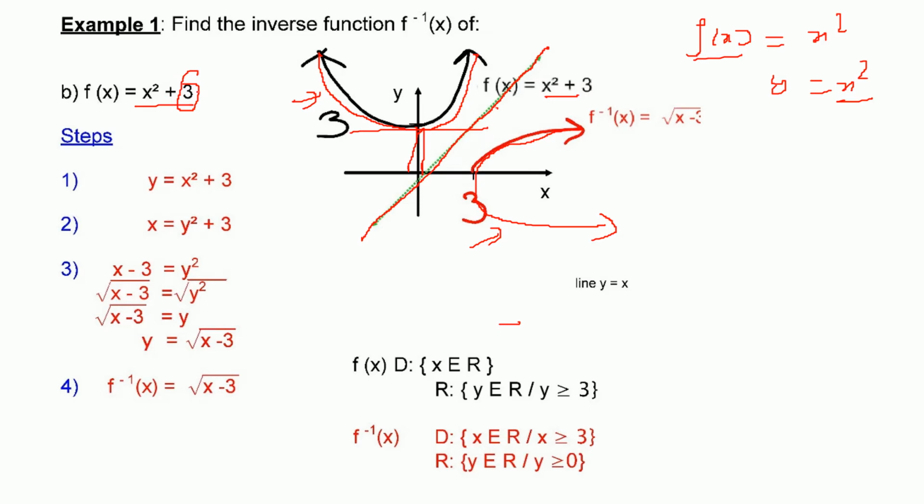f(x) equal to x squared plus 3. We have to replace f(x) by y, so y equal to x squared plus 3. Now what we have to do here is replace y by x and x by y.